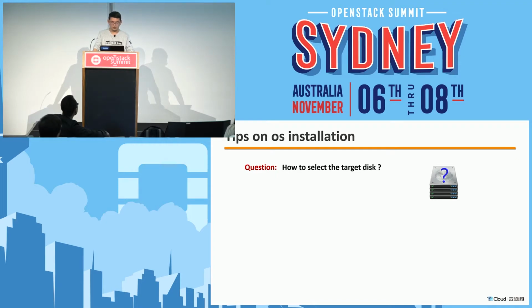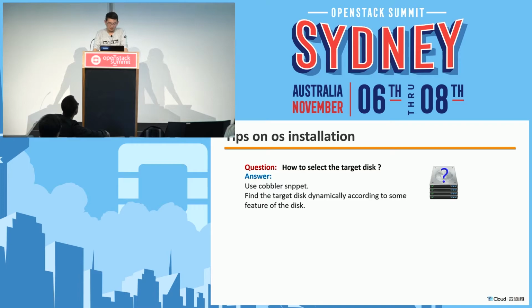The solution is to use cobbler snippet. Snippets are some pieces of scripts which will be used by Anaconda to perform specific tasks. So we just need to write scripts on how to find the disk dynamically, maybe by the capacity or disk type.